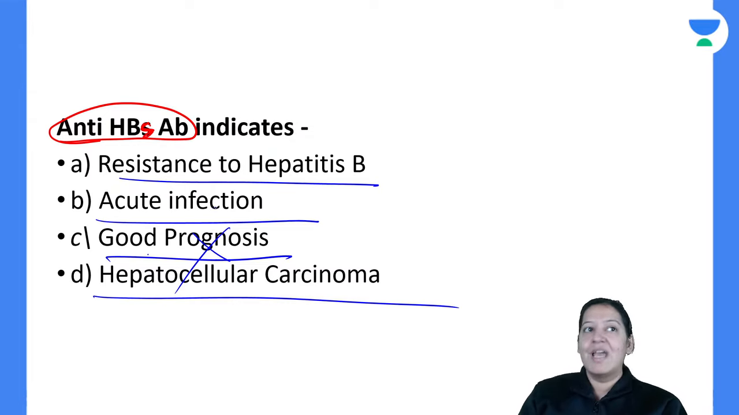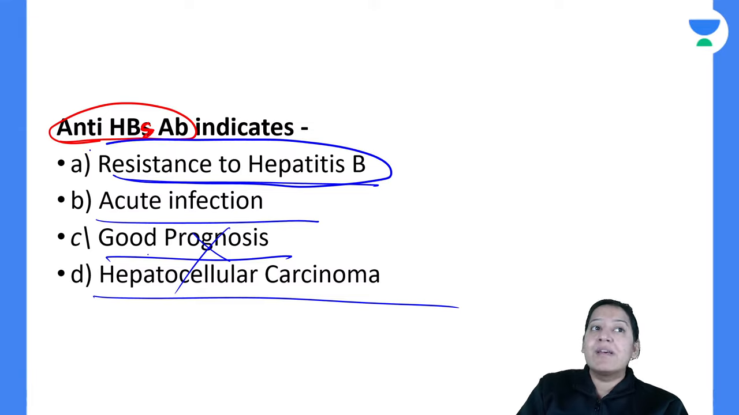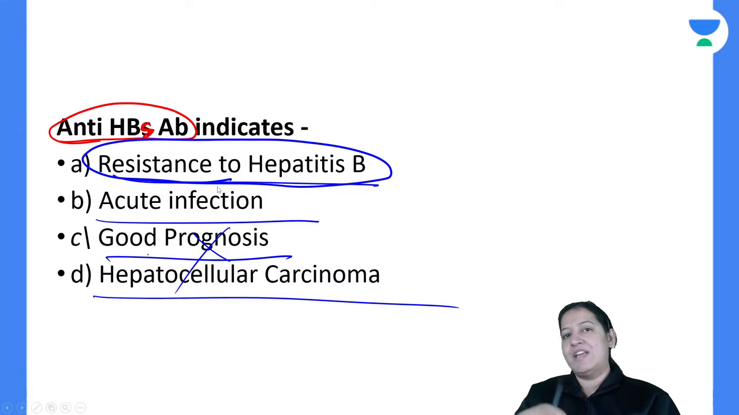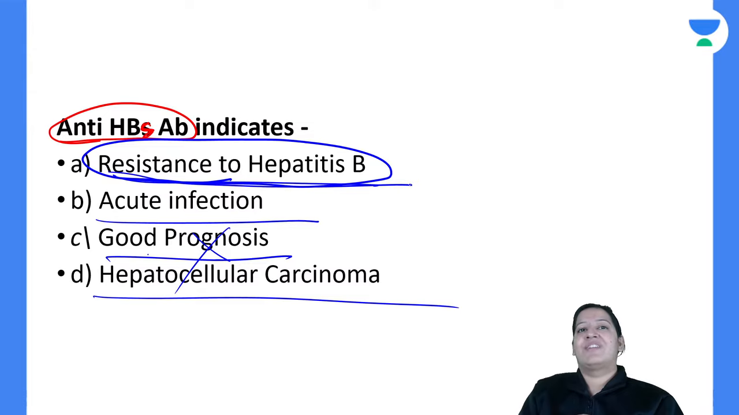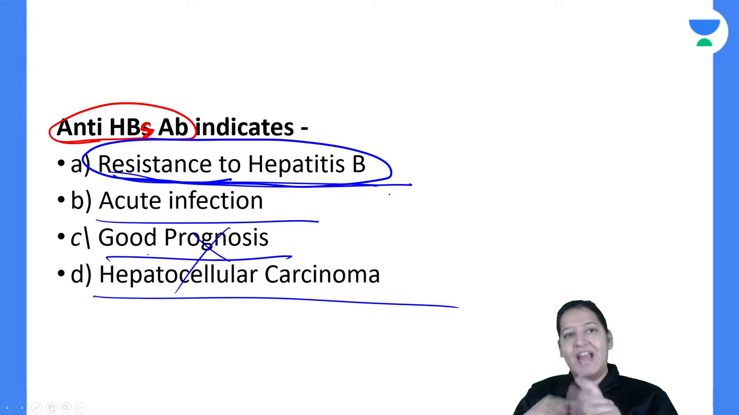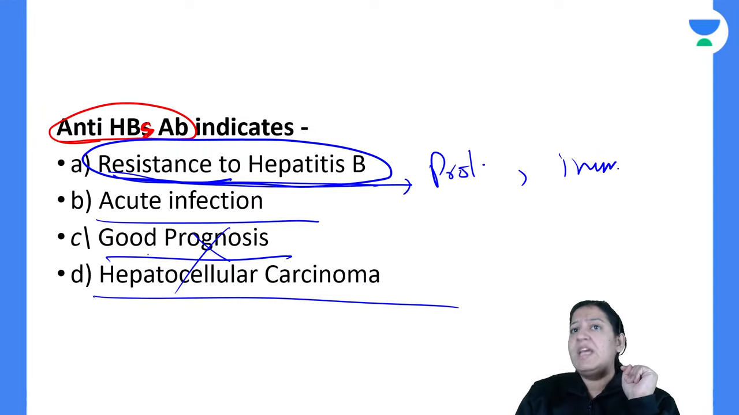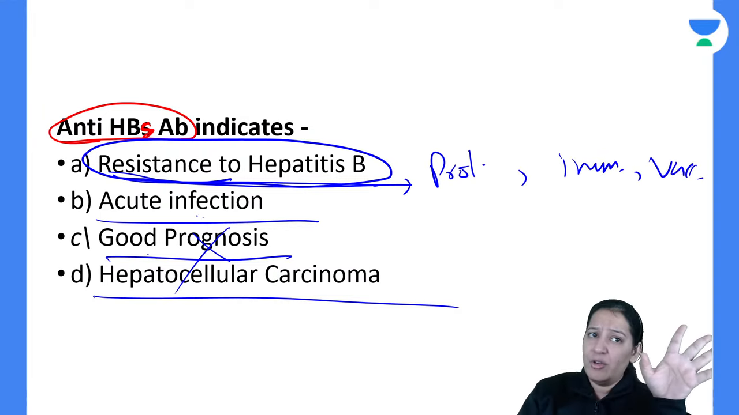So it is no, Rehan, no, Nishi. The answer is not C. The answer is A. It is indicating resistance to further infection. Once I am vaccinated, I am having this antibody in my blood. So am I having a good prognosis? No. Prognosis, I don't know. But I am having resistance to the infection. If hepatitis B virus comes in my blood, I already have resistance because I have antibodies in it. So antibody indicates resistance, protection, immunity, and vaccination. It has nothing to do with prognosis.